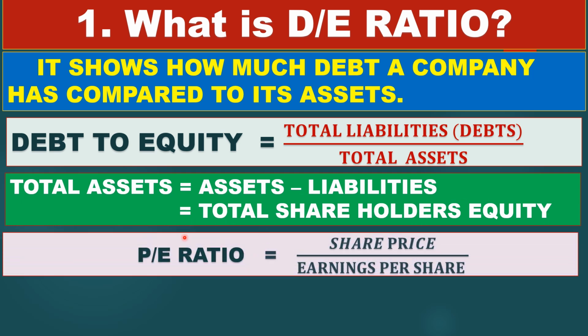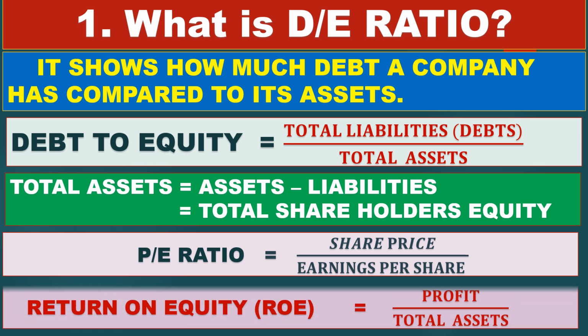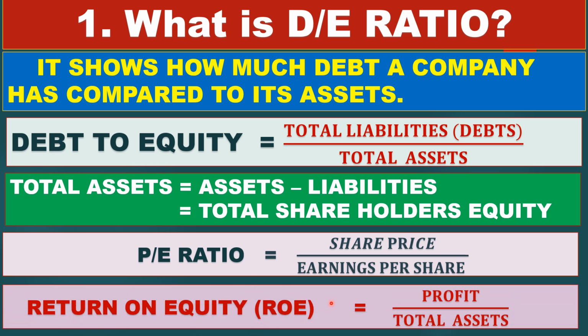Okay, now let us compare P by E ratio, price per earnings. So share price divided by earnings per share. Okay, now return on equity. What is return on equity? This is similar to DE ratio. Here you put debt by total asset, here net income or profit by total asset. Net income divided by total assets. So it is inversely related, ROE and debt to equity.